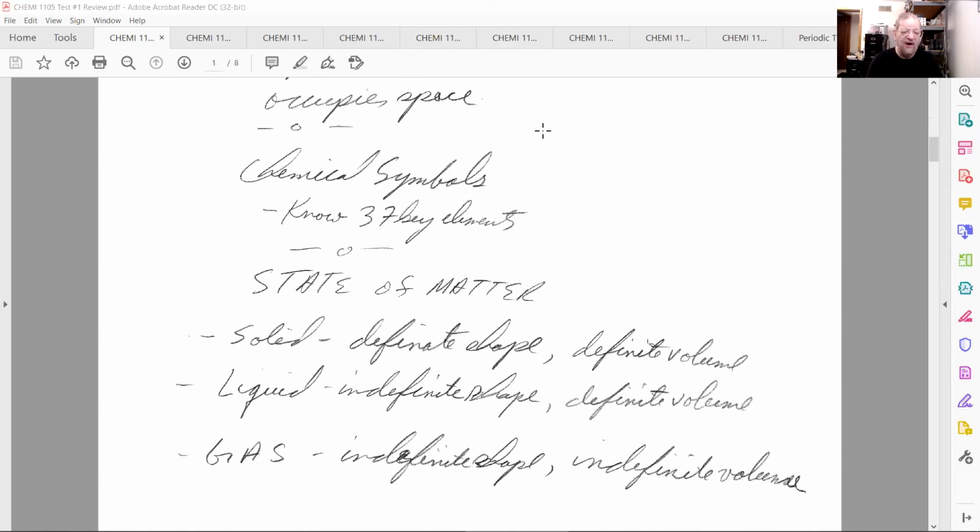And you should know a solid has definite shape, definite volume. A liquid has indefinite shape, but definite volume. And finally, a gas has both indefinite shape, indefinite volume. Again, the 3 states of matter: solid, liquid, gas. And you should know solid, definite shape, definite volume; liquid, indefinite shape, definite volume; and gas, indefinite shape, indefinite volume.